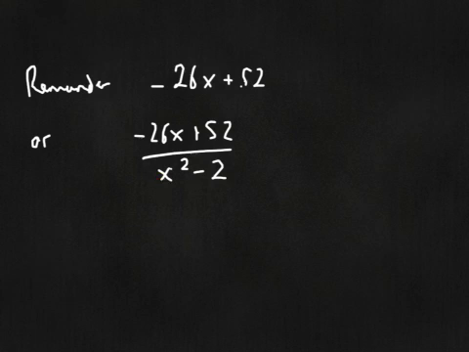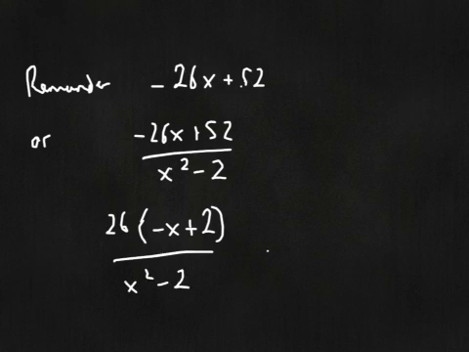And just to get it in the same terms as the book, you can factorize it. You can take out a 26, and that leaves minus x plus 2 over x squared minus 2. And that's your answer.